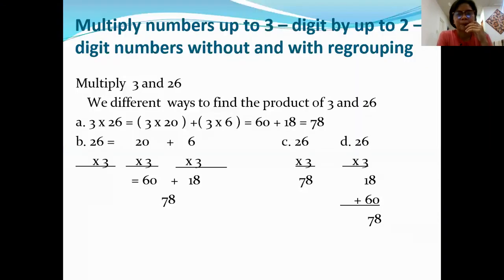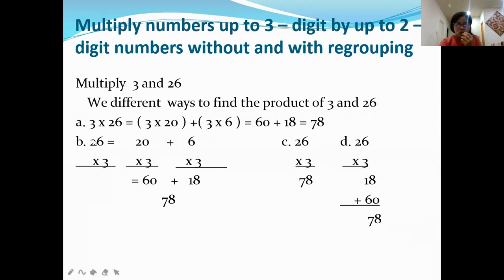Okay, let's proceed. So we are going to multiply numbers up to 3 digits by up to 2 digit numbers, without and with regrouping. Okay, so we have here example number 1. Multiply 3 and 26. We have different ways to find the product of 3 and 26. We have here method A. A is 3 times 26, so we have 3 times 20 plus 3 times 6 equals 60 plus 18 equals 78.